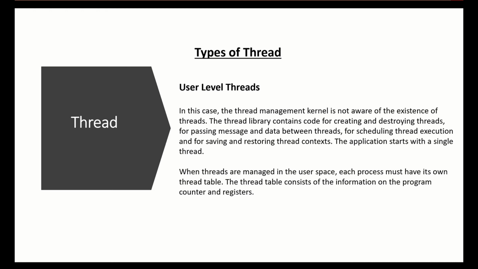So the thread library contains code for creating and destroying threads. The programmer writes the program so that the program itself will create a new thread. When the new thread is not in use, it can be destroyed. For example, in Google Chrome, it's not the operating system that terminates the new tab you have created. Simply, it's Google Chrome itself.